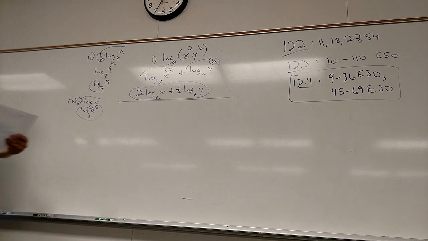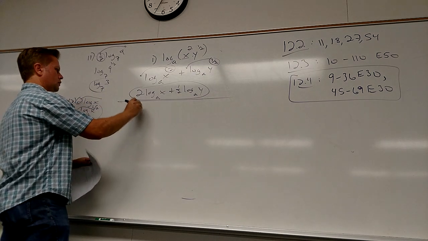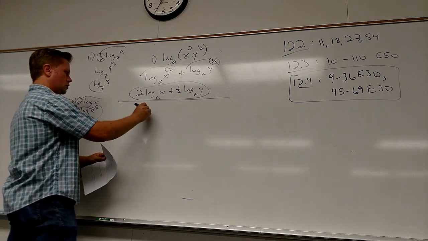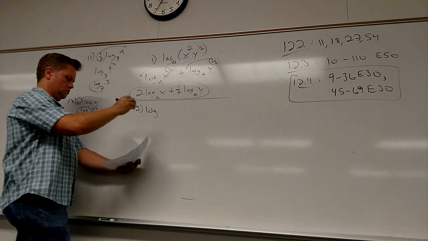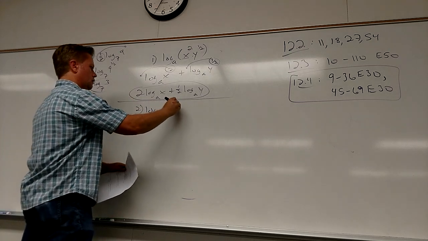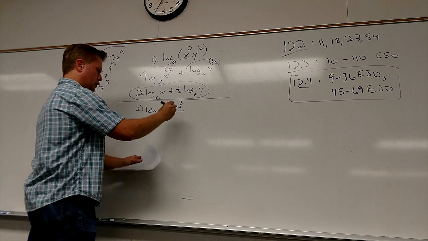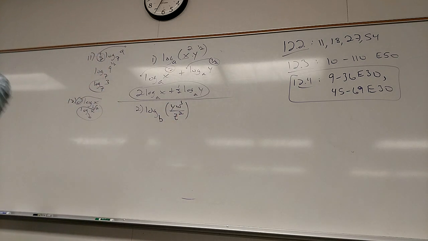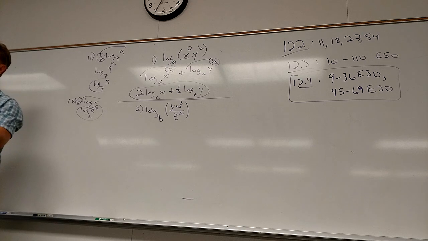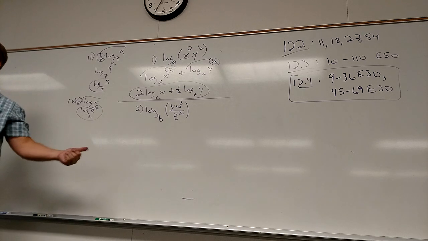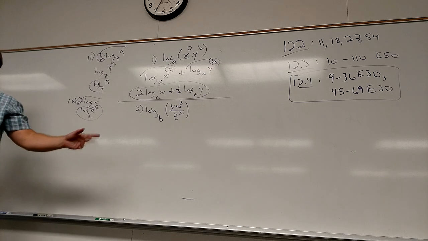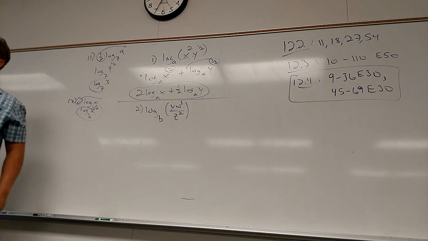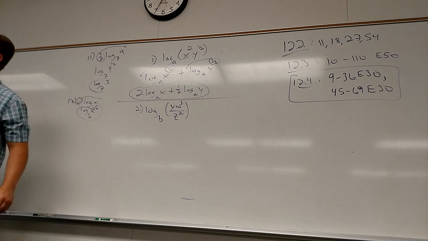And, oh, here we go. And then 2 log. This is going to be nifty. I want to show you a few different ways to think about this one. What's the only piece of that that's being divided? What's the only thing that's divided? Z squared. So that's the only part that's going to have a minus on it.